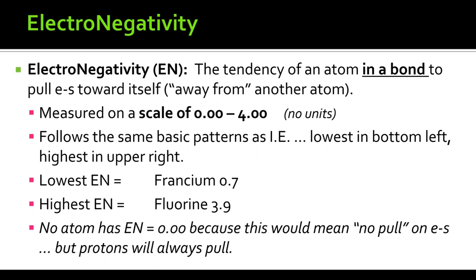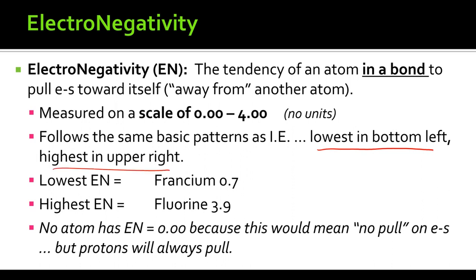Electronegativity doesn't have units, but it is measured on a scale of 0 to 4, with 0 being the weakest attraction or pull on electrons, 4 being the maximum attraction or pull on electrons in a bond. And typically this follows a pattern where you see here the lowest values are in the bottom left corner of the periodic table and the highest are in the upper right.